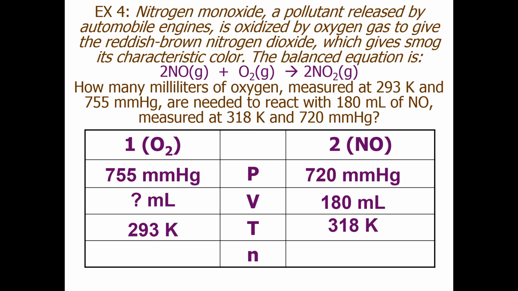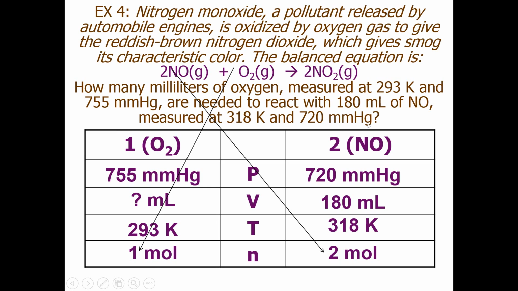Now, there's one piece of information that's not so obvious, and it is built into the balanced equation. If you use the coefficients in front of the substances, in front of oxygen we have 1 mole, and in front of nitrogen monoxide we have 2 moles. These numbers come straight from the coefficients of the balanced equation, so make sure you know that the number of moles can be found from a balanced equation.